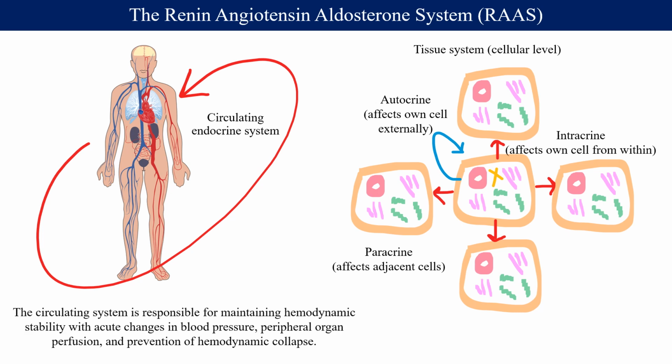The circulating system is responsible for maintaining hemodynamic stability with acute blood pressure changes, peripheral organ perfusion, and prevention of hemodynamic collapse. At the tissue level, RAS is responsible for long-term tissue growth and function. Both the circulating and tissue systems share similar pathways for the synthesis and degradation of key players. In this video, we will discuss the basic renin-angiotensin-aldosterone system in circulation.